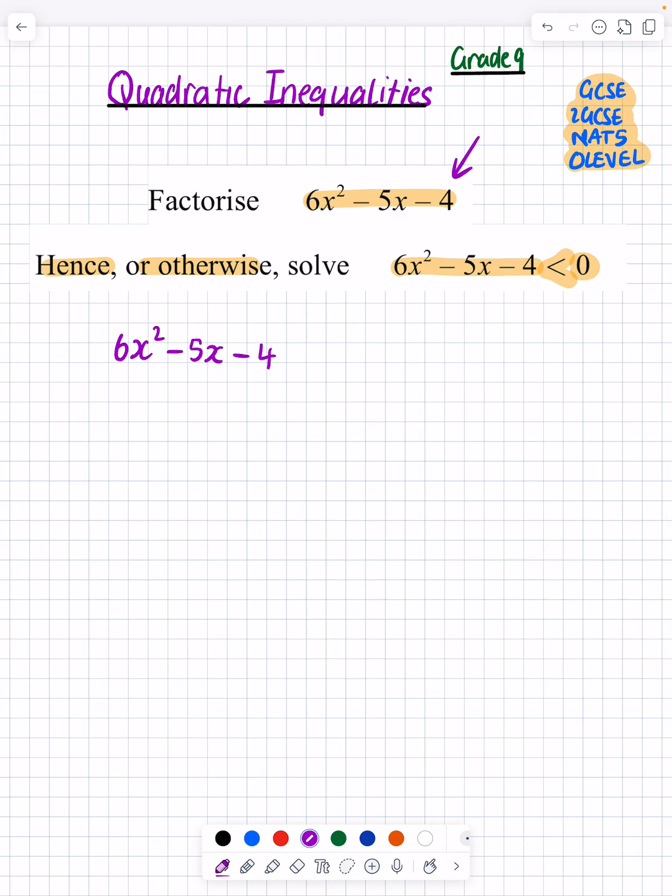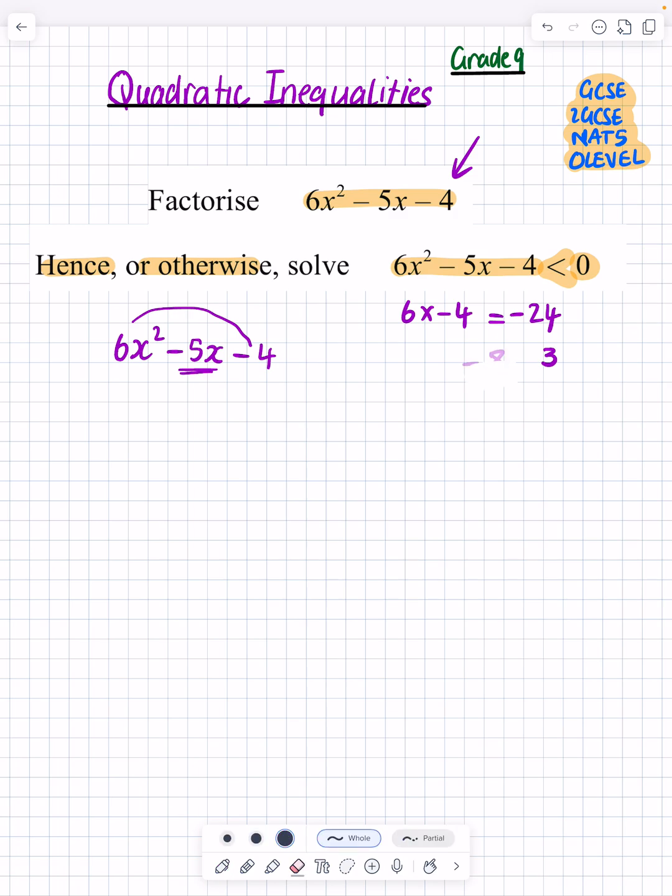I'm going to use the product and the sum method to factorize this. You can also use the inspection method, identify the coefficients of x, but I'm going to show you this method today. So 6 times -4 gives us -24. Now we need two numbers that add together to give us -5 in the middle and multiply together to give us -24. To make 5, I'm thinking 8 and 3. Because it's -5, this will have to be -8.